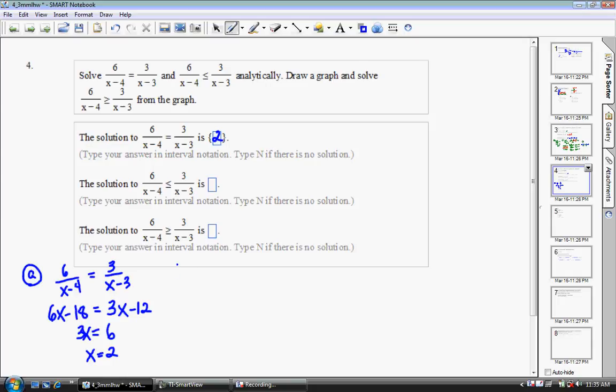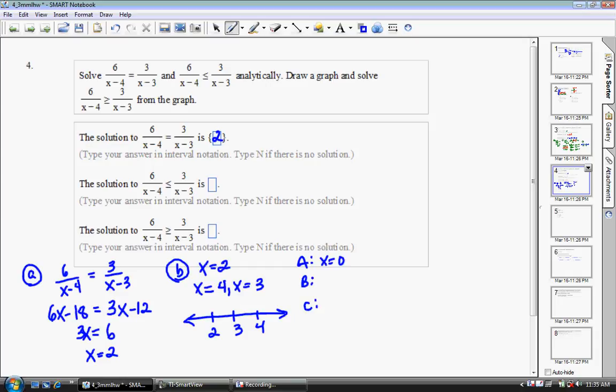Now to solve the inequality for part B here, we need to think about what are the solutions to the associated equation, and where is it undefined. So the solution to the equation comes from our answer to part A at x equals 2. It's undefined where the denominator is equal to 0, and that would be at 4 and at 3. So if we then put those numbers on the number line, we have 2, 3, and 4. So what we would have to do is test in each of those regions.